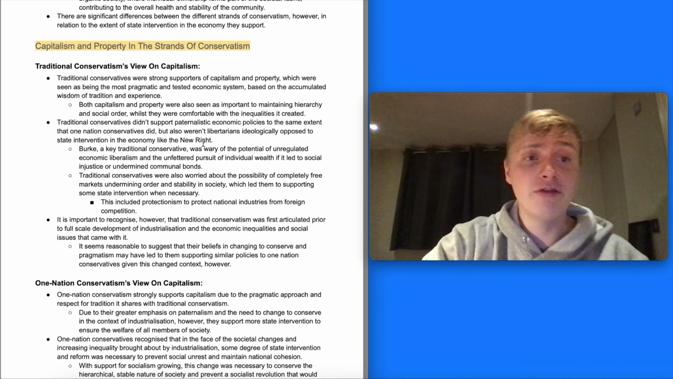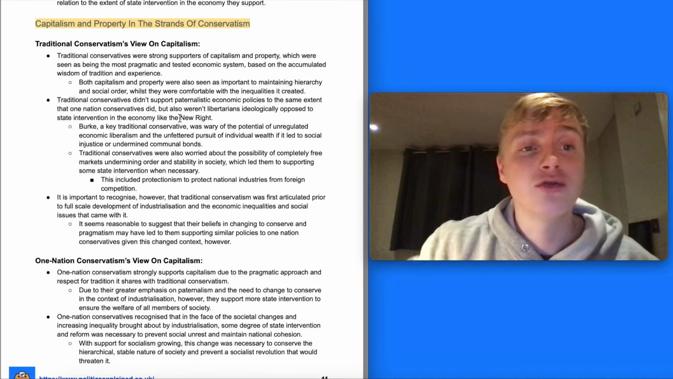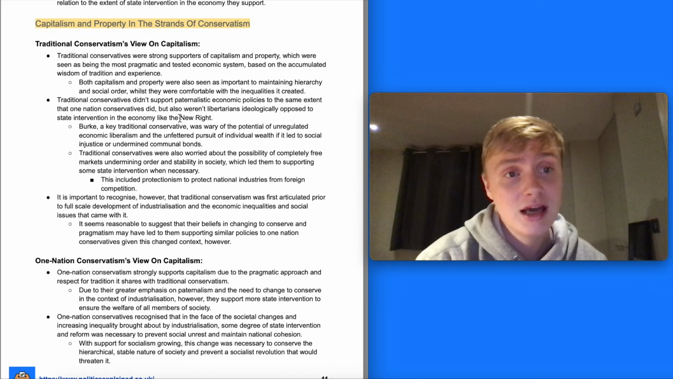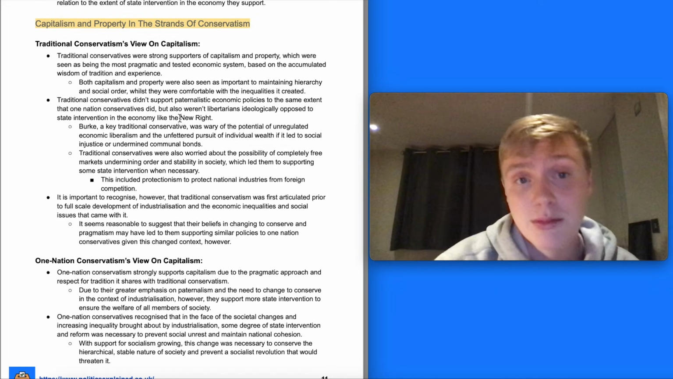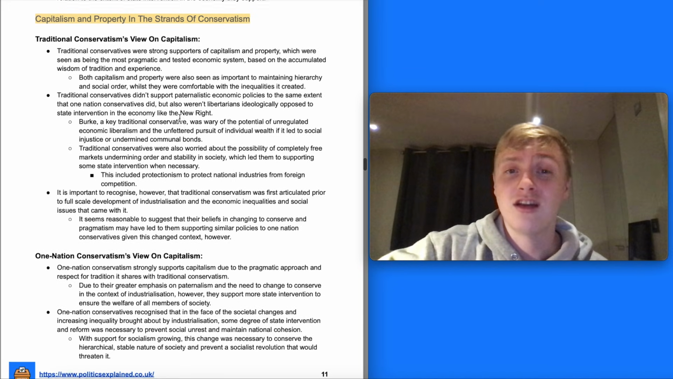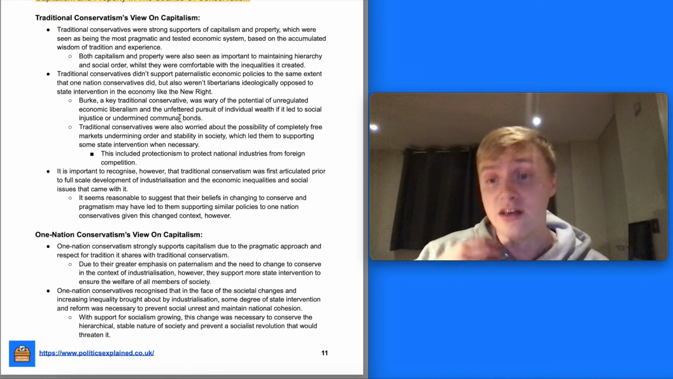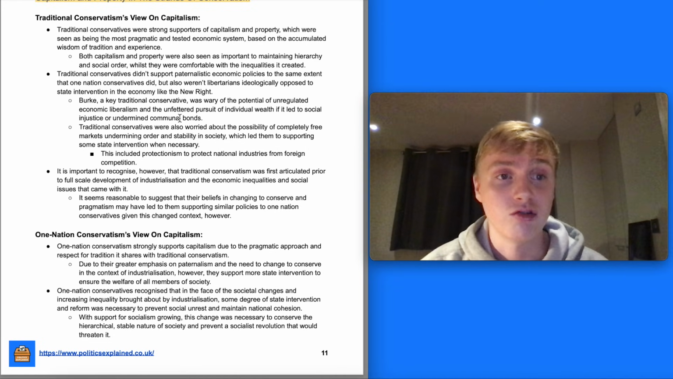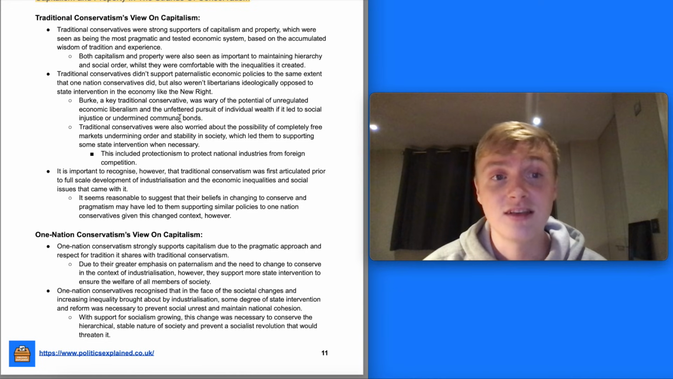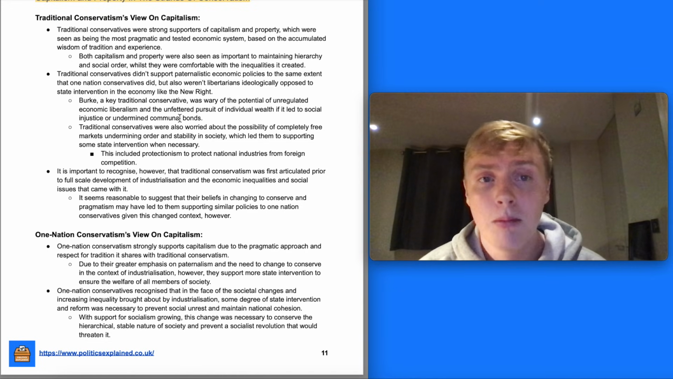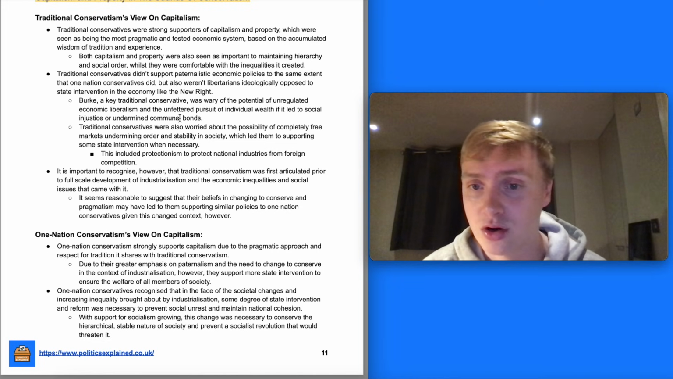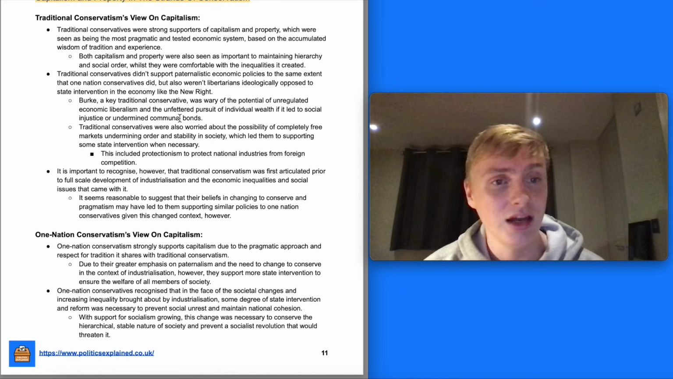Okay, so first, looking at traditional conservatism's view on capitalism. They're strong supporters of capitalism and property, which they see as due to pragmatism and tradition. They're both also seen as important to maintaining a hierarchy in society, which is a key principle for traditional conservatism. They didn't support paternalistic economic policies to the same extent as one nation conservatives did, but also weren't libertarians ideologically opposed to state intervention in the economy like the New Right. We'll look at both of those in a second.